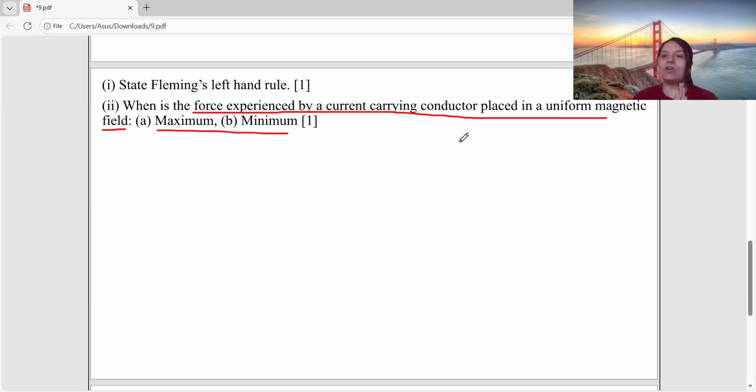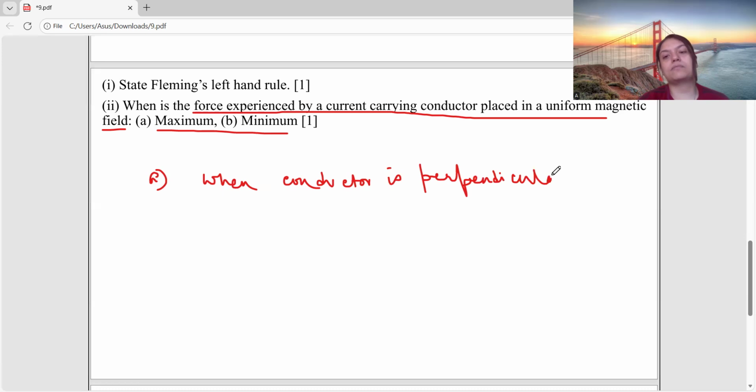Now, as I already said, you have to keep the fingers of your left hand in mutually perpendicular direction. So force is maximum when the conductor is perpendicular to the field. So your A part is when the conductor is perpendicular to the field. That means when your angle between them is 90 degree, then you will get it as maximum.